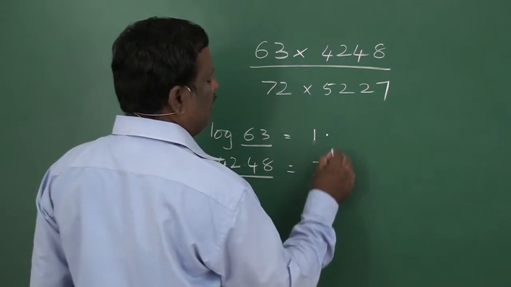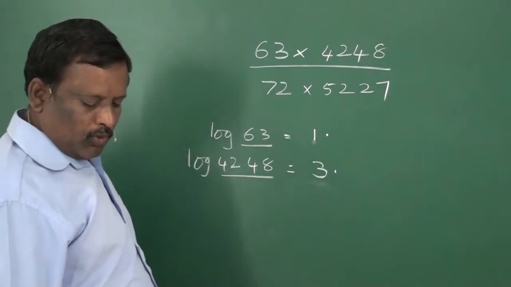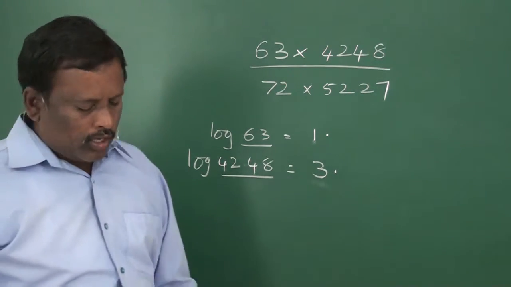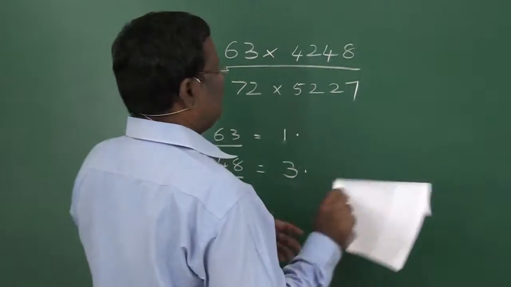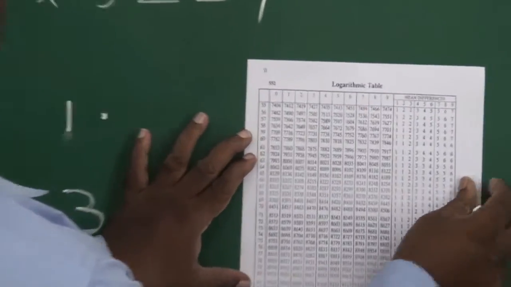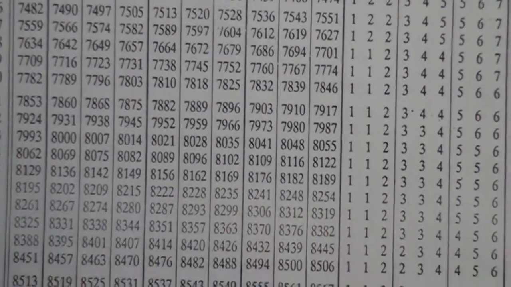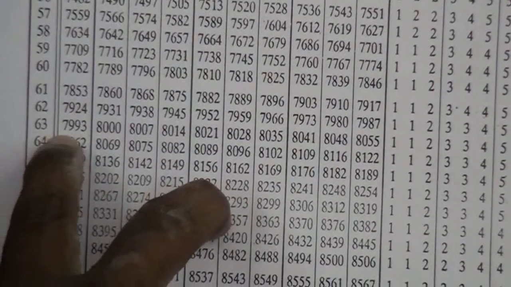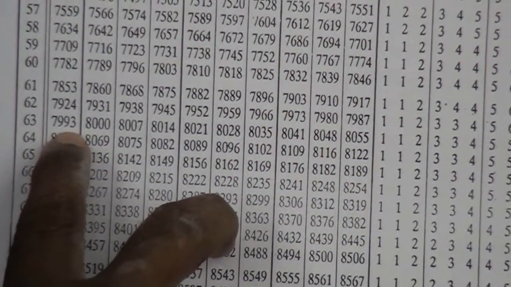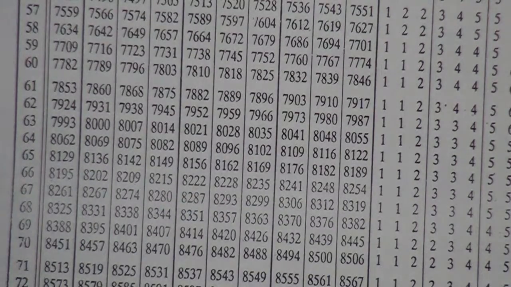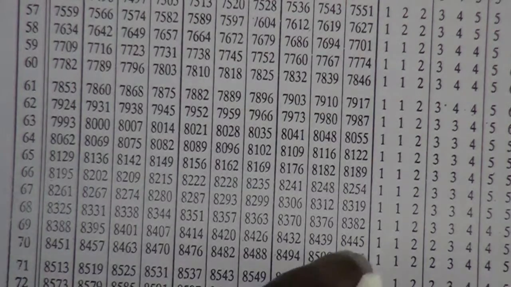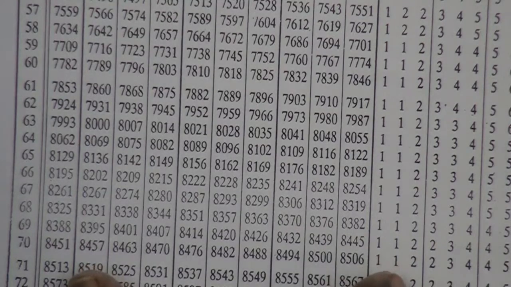Now, the mantissa will depend upon the value of the digits. For the mantissa value, you should go through the logarithmic tables. Now, here we have logarithmic tables. So, 63 means you have to go through 63 against 0. You have 7993. That is the mantissa value for 63.